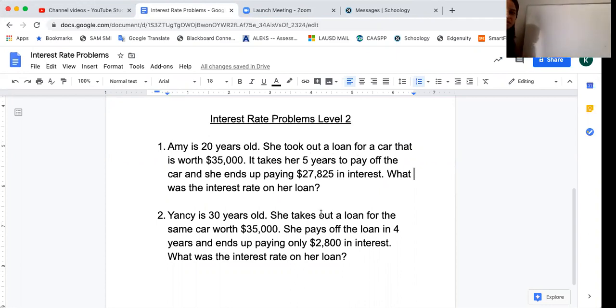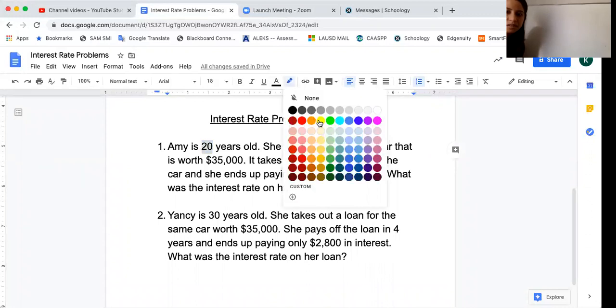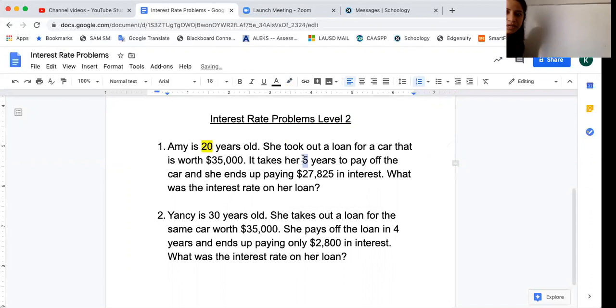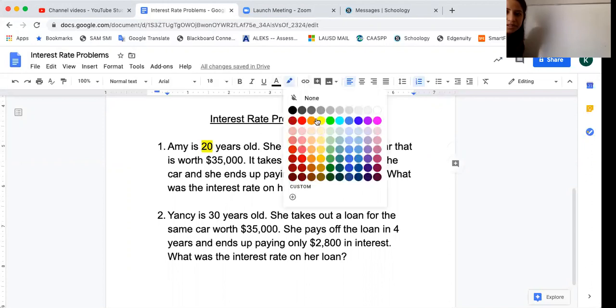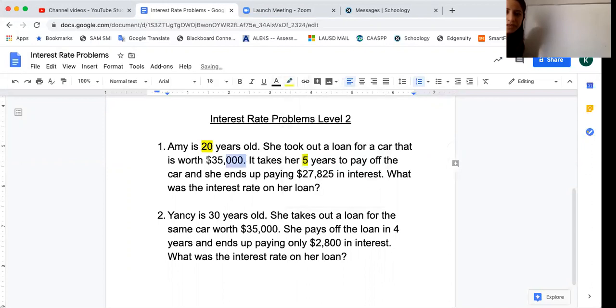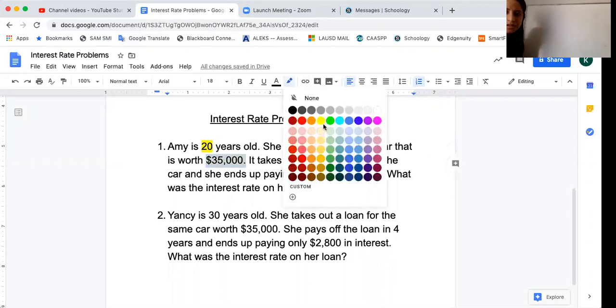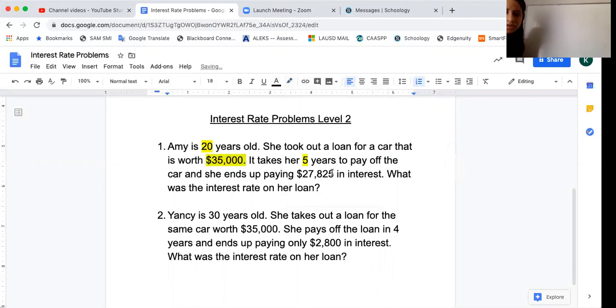All right, so let's start by highlighting some of the numbers on here. So we have 20 years old. We have 5 years here. We have $35,000 and $27,825 in interest. All right, this 20 years old right here, we don't really care about that, okay? So I'm going to go ahead and scratch that part out. We're not going to worry about that right there, okay?